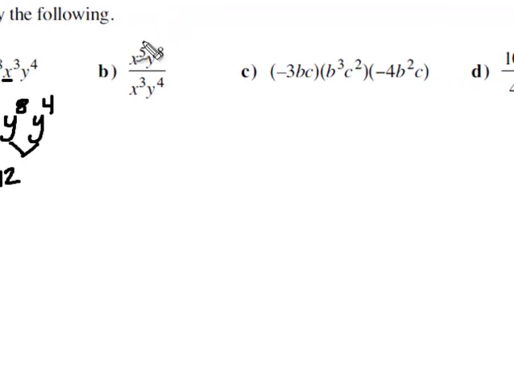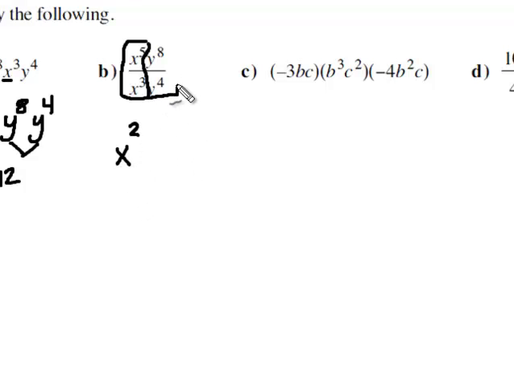Part B, we're dividing. So again, look at x's first, x to the 5th divided by x cubed, you write the x once and subtract your exponents. 5 minus 3 is 2. So if you're having difficulty with that, that's our quotient law.